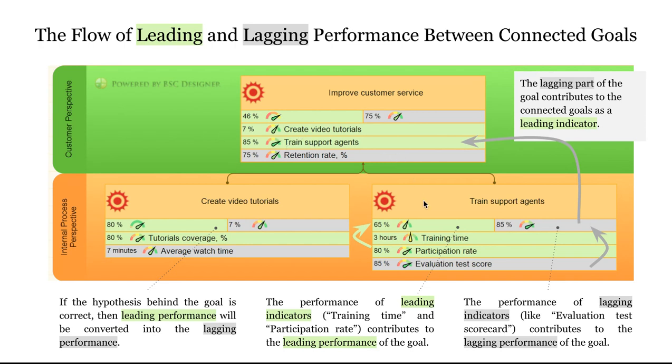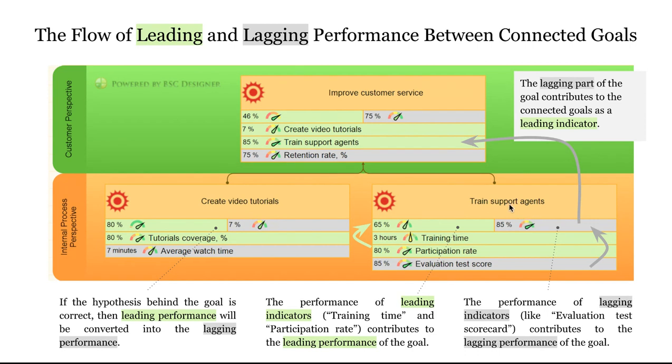What does it mean? It means that in terms of the calculation of this goal, improve customer service, the goal train support agents and its lagging performance will work as a leading performance for this goal. So again, let's look at this goal, improve customer service. I see here two leading goals, create video tutorials and train support agents, and they have certain performance figures. And this performance comes from the performance of the lagging parts of the below standing goals. So 7% comes from this goal, create video tutorials. I see here that the lagging performance of this goal is 7%. And the 85% comes from the lagging performance of train support agents.